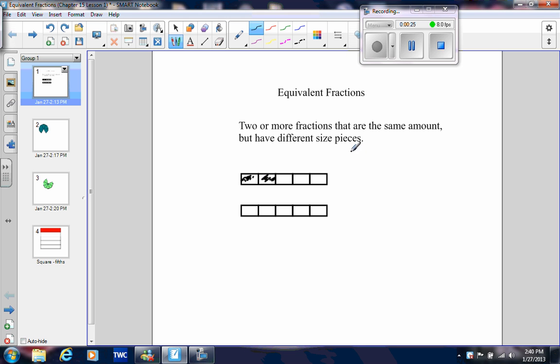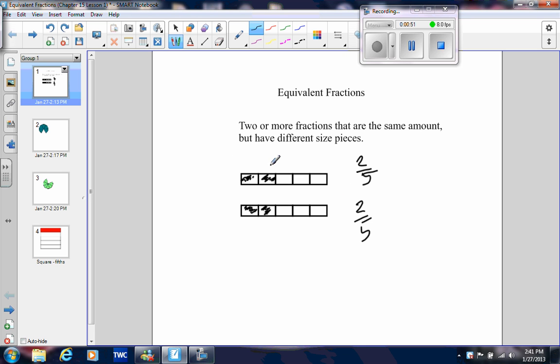So that's 1, 2, that's your numerator. 1, 2, 3, 4, 5, that's your denominator. 2 out of 5 are shaded. If I had the exact same thing here, I've got 2 out of 5 again. These two are the same amount. These two fractions aren't what you would consider equivalent fractions. They are the exact same fraction.